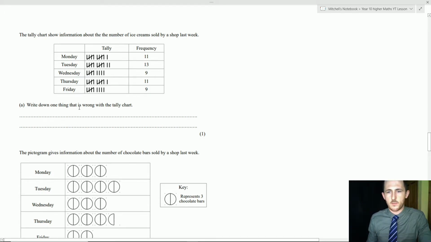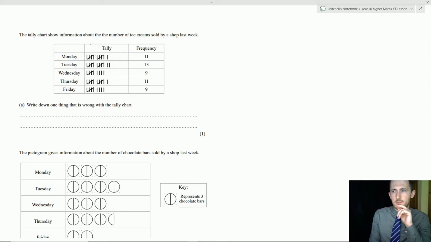And for this one it says write down one thing that is wrong with the tally chart. So all I'd do is look through. First of all, a frequency column, that's okay. There's a tally column and then there's that column, all good so far. So maybe they've made a mistake in counting. Well, let's have a look. This represents 5, that represents 5, that represents 1. 5 add 5 add 1 is 11, so that's correct. The next one, we have 5, 10, 12. This is incorrect. That's all you have to do for these kinds of questions.